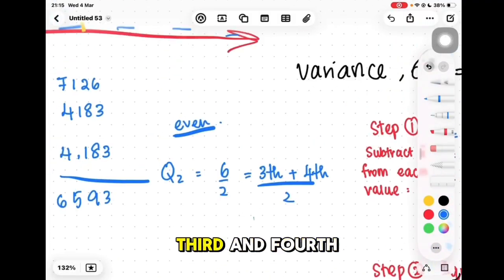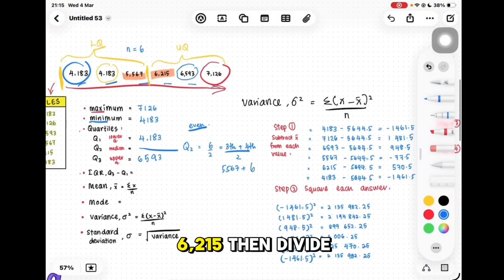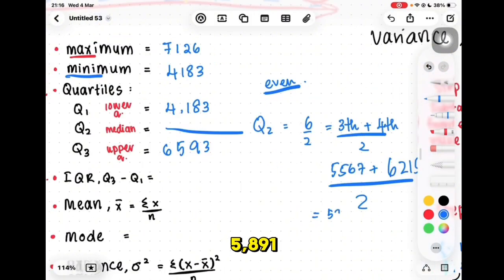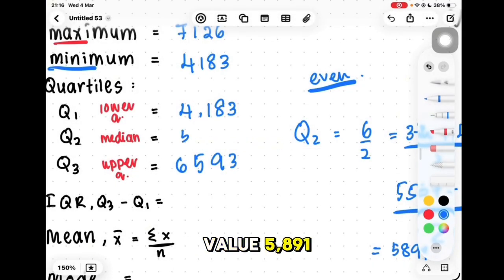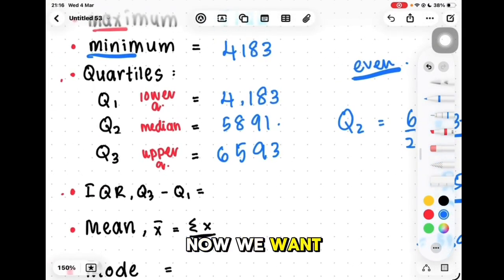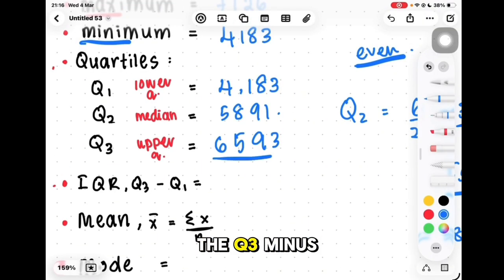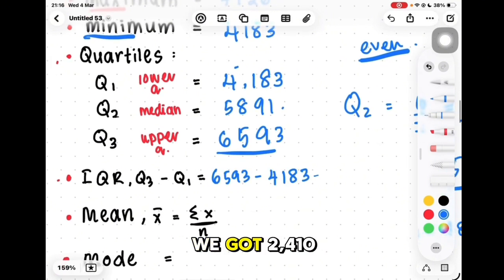Now, what are the third and fourth values? It is 5,567 plus 6,250. Then divide it by 2. What we got is 5,891. We can clear up this section and write down the value 5,891. Now we want to calculate the IQR. The formula is Q3 minus Q1. So the value is 6,593 minus 4,183. We got 2,410.